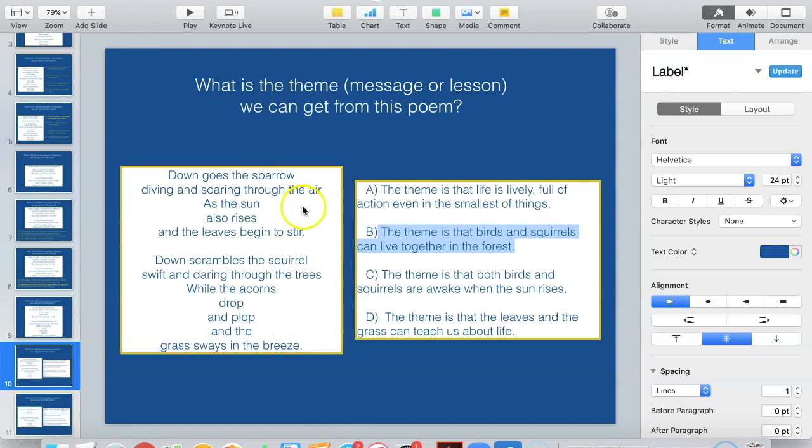It doesn't really have anything to do with birds and squirrels living together in the forest. That's kind of a silly answer, right? I like to refer to that as just like our dumb bunny answer. Let's look at C. We know B is not it.